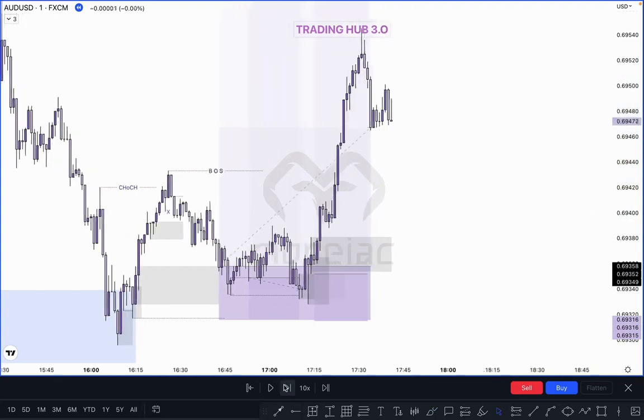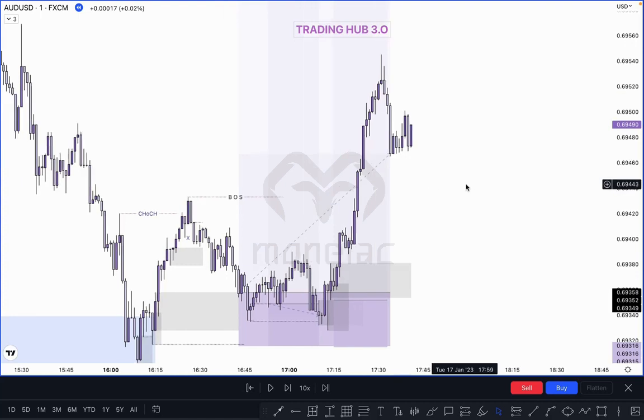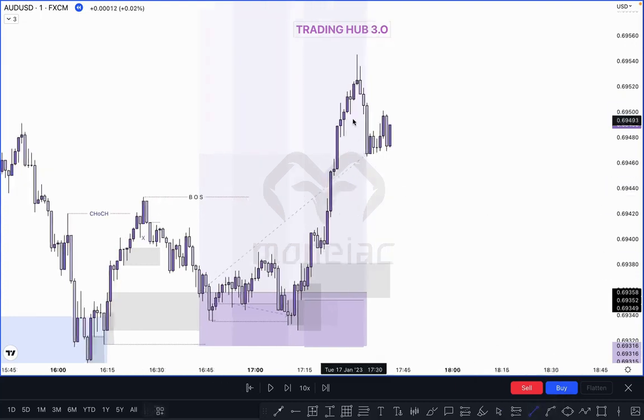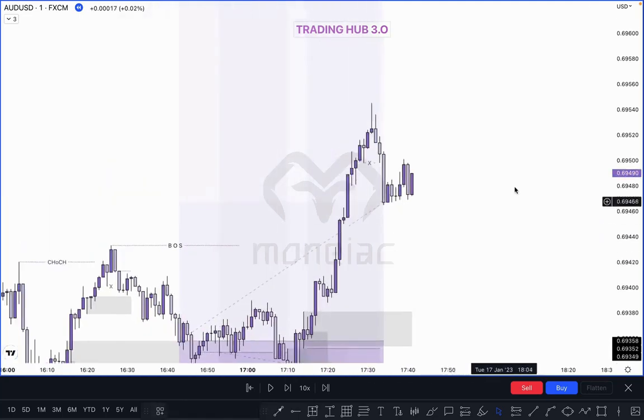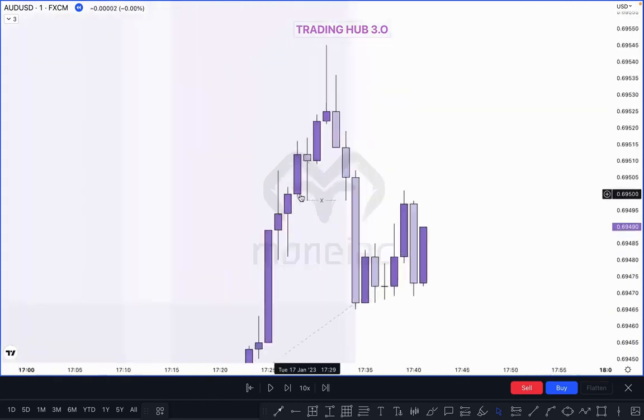Okay, all right. So in this case, as you can see here, where is our next pullback is here. Look at this one. This become our valid pullback, as you know. Why? Because this candle taken out the previous candle low is here. It means this become our valid pullback is here. So let me show you exactly. Look at this one. This bearish candle taken out the previous candle low. This become our valid pullback.